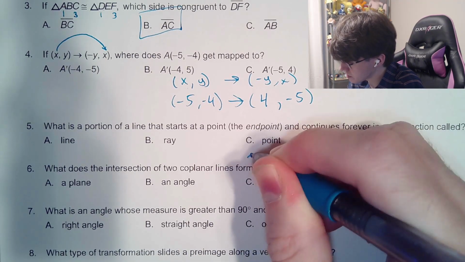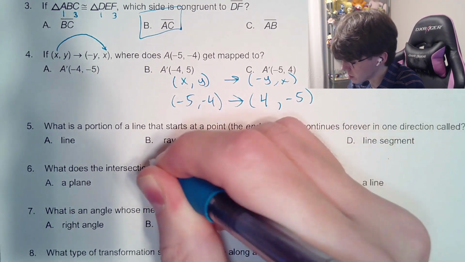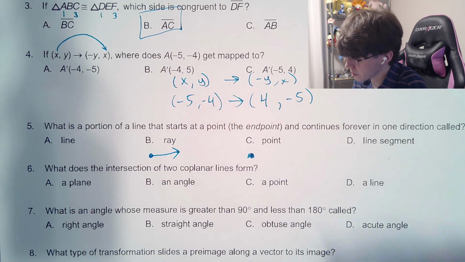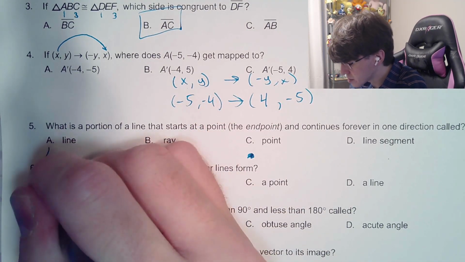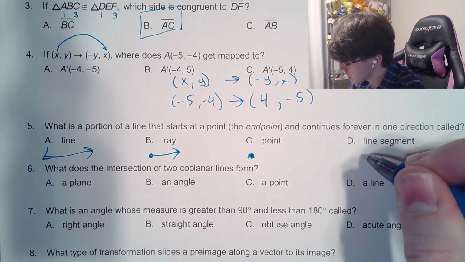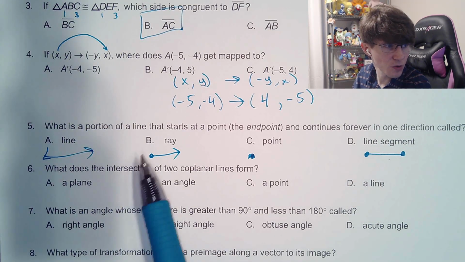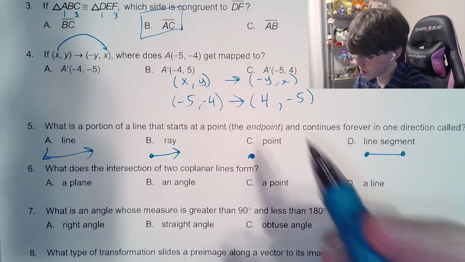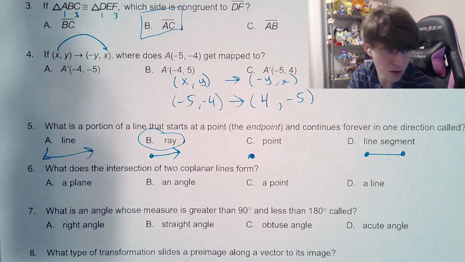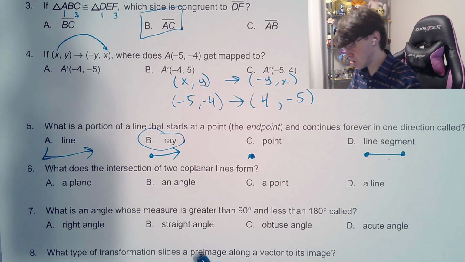So, I'm just going to go, there's our point right there, right? Here's a ray going on like that. If you're looking for what a line is, a line would look like this one. And a line segment, big difference there, has the 2 dots at the end. We want the one that starts at an end point and continues in one direction forever. That is a ray. All right.